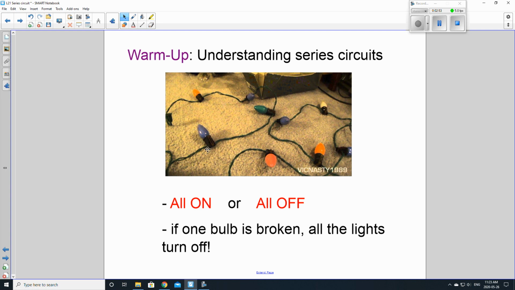I remember this happening when I was a kid. So this is all in series. All of these light bulbs are connected in one line, so there's only one wire passing through all of this. The problem with this is inside the light bulb. These are old style light bulbs, not the newer style LED light bulbs.